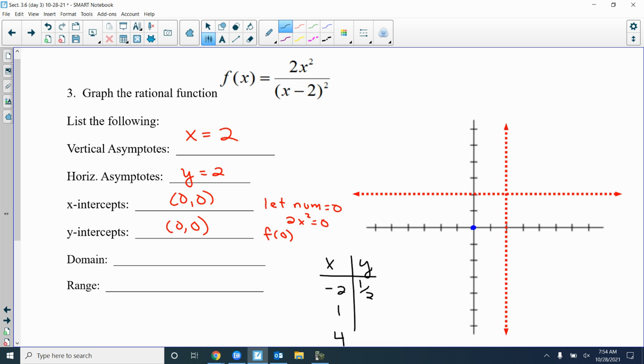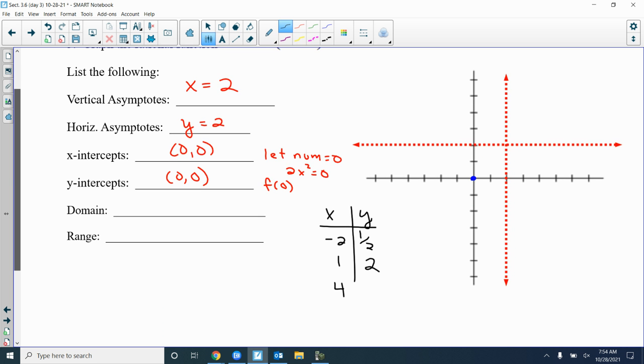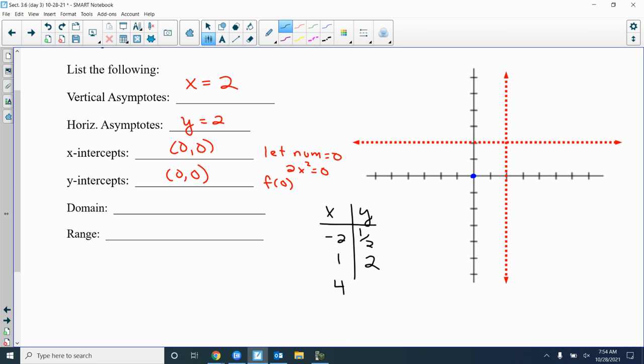Let me plug in 1. That gives me 2 on top. 1 minus 2 is negative 1. Negative 1 squared is 1. So it's just 2, right? So 2. Now 4. Oh boy. 4 squared is 16. 2 times 16 is 32. 32 over 4 is 8. Plug in 4, I get 8. That's supposed to be it.